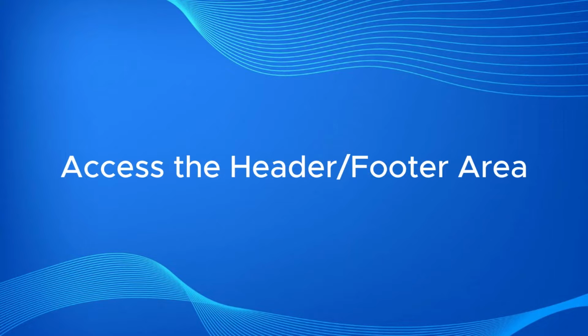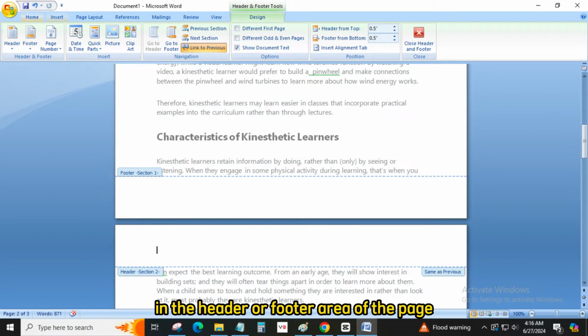Number 3. Access the header or footer area. Double-click in the header or footer area of the page where you want to start the numbering.